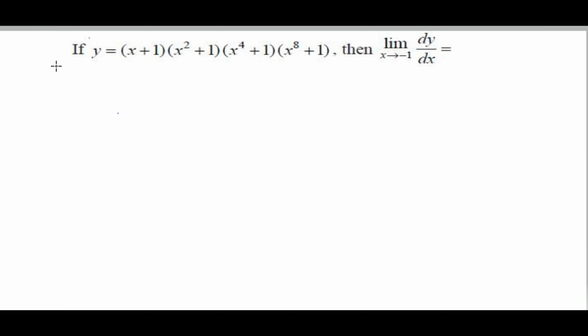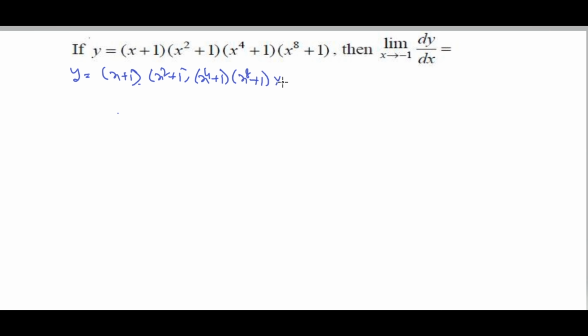If y is equal to (x plus 1)(x square plus 1)(x power 4 plus 1)(x power 8 plus 1), then limit x tends to minus 1 of dy by dx is equal to dash. Here it is given y is equal to (x plus 1)(x square plus 1)(x to the power of 4 plus 1)(x to the power of 8 plus 1).